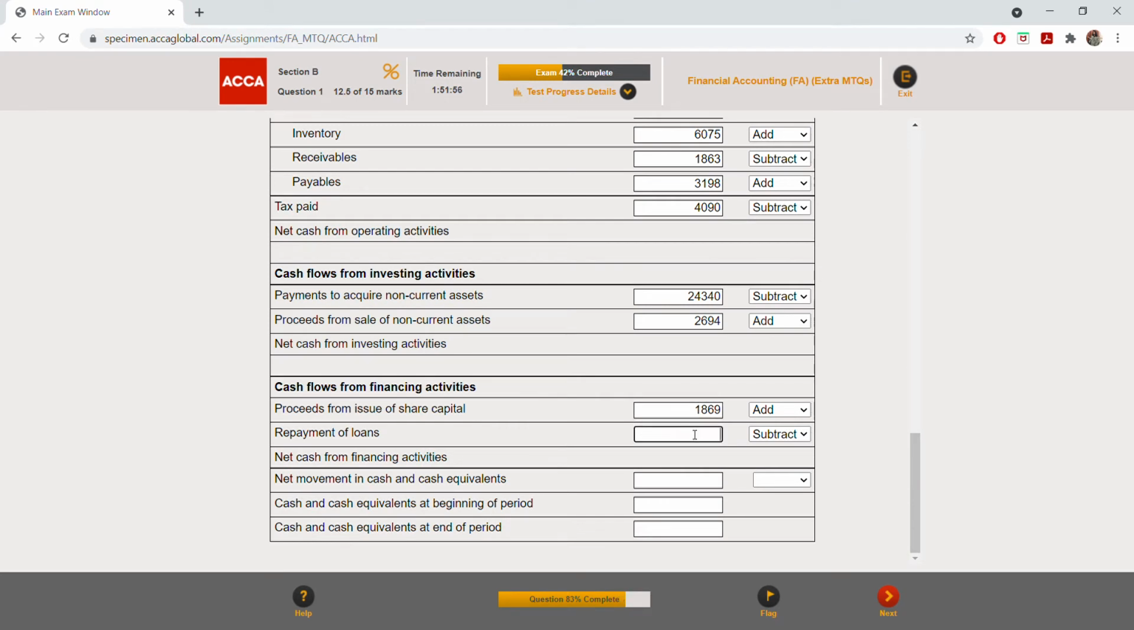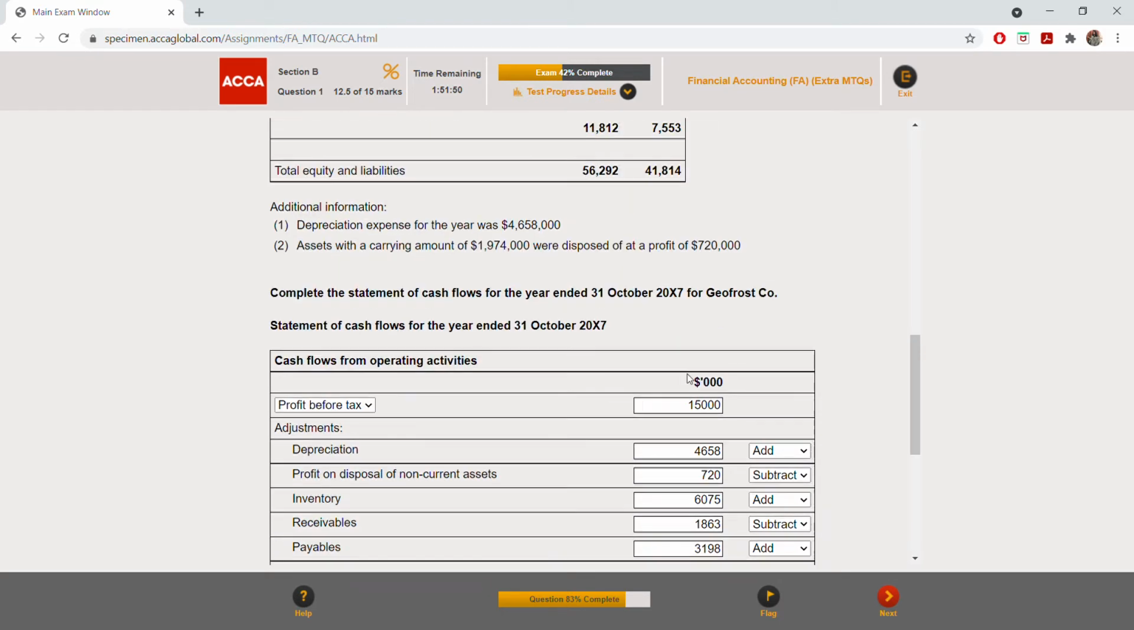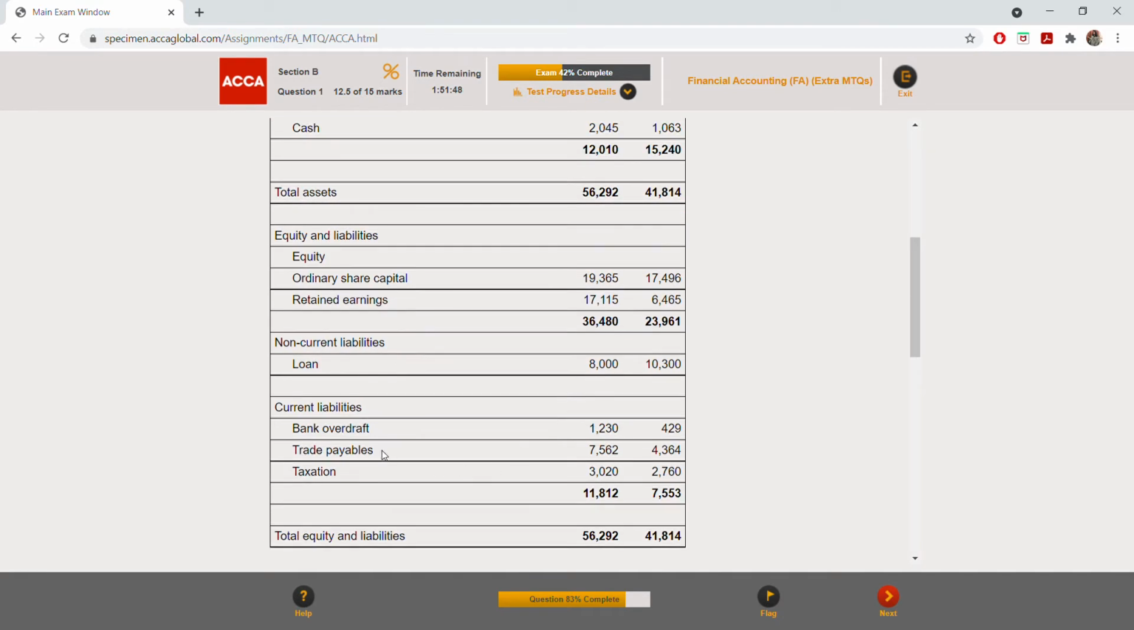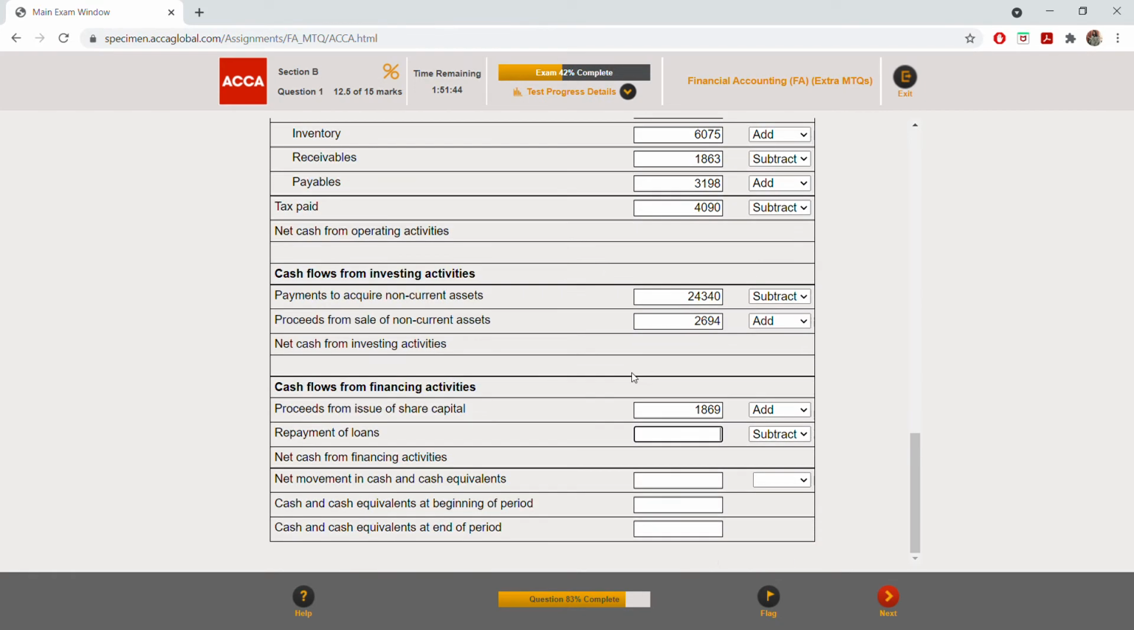Next, the repayment of loans. How much is the repayment of loans? Same, just go to the loans and see. From 10,300 it reduced. So loan reduced means there has been a repayment of loan. How much? It is 2,300.